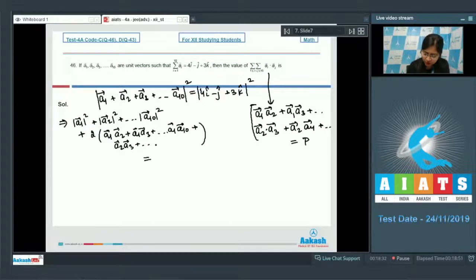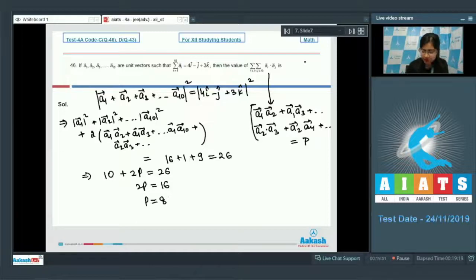So this is equal to the modulus of this square, that is equal to 16 plus 1 plus 9, that is equal to 26. Also we are given that all these are unit vectors. So mod a1 square is 1, mod a2 square is also 1, and so on. So we have 10 plus 2p equal to 26. So 2p is equal to 16. So p is equal to 8. So our required answer is 8.